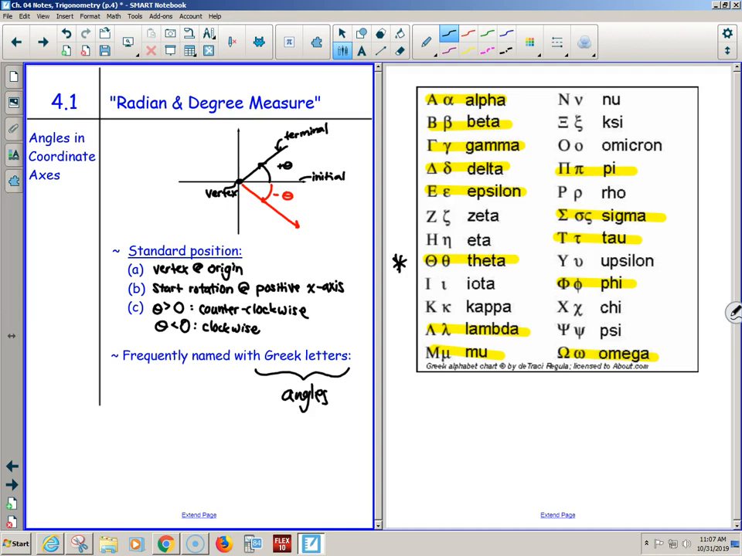If you're going counterclockwise, that's going to be a positive theta measure, a positive angle measure. Going clockwise is a negative theta measure. You guys have seen angles before. I'm not worried about that, but I don't believe you have a full mastery of them. So we're going to be working on angles before we even get to trig.